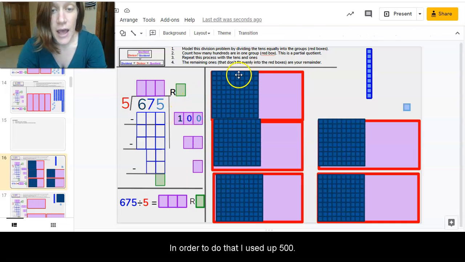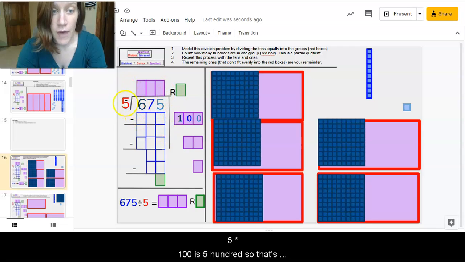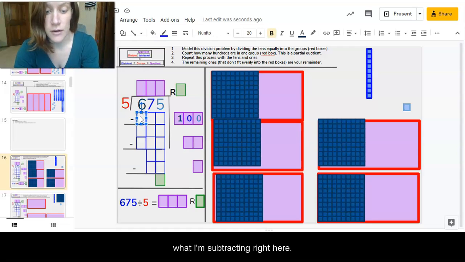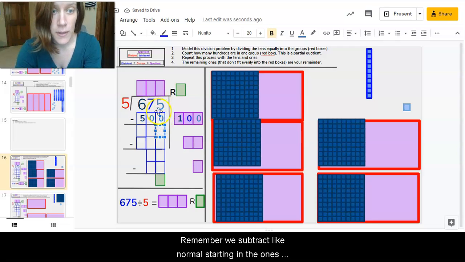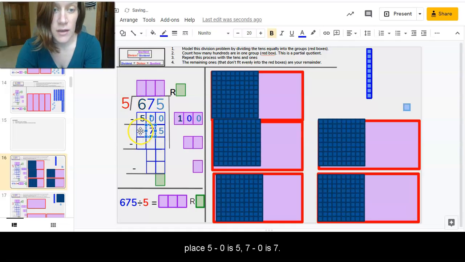In order to do that, I used up 500 of my dividend. 5 times 100 is 500, so that's what I'm subtracting right here. Remember, we just subtract like normal, starting in the ones place. 5 minus 0 is 5, 7 minus 0 is 7, 6 minus 5 is 1.